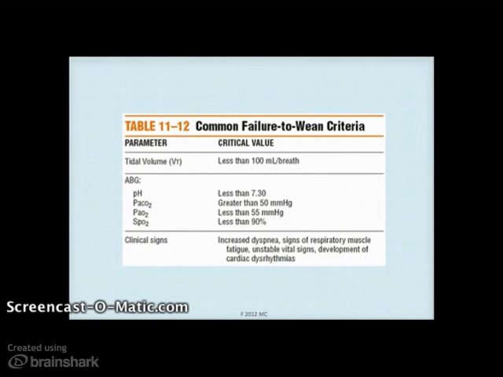ABGs less than 7.30, PaO2 less than 55, and an oxygen saturation of less than 90. And then clinically, dyspnea, respiratory muscle fatigue, agitation, cardiac dysrhythmias, vital signs that become unstable. These are all indications that the patient is not weaning.